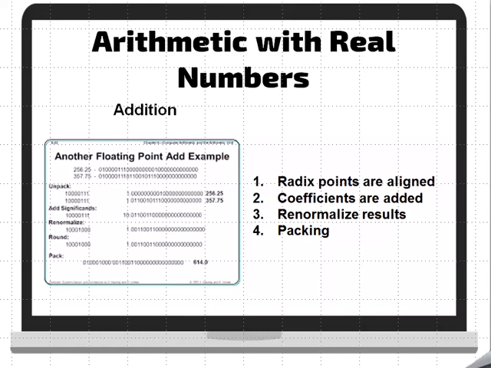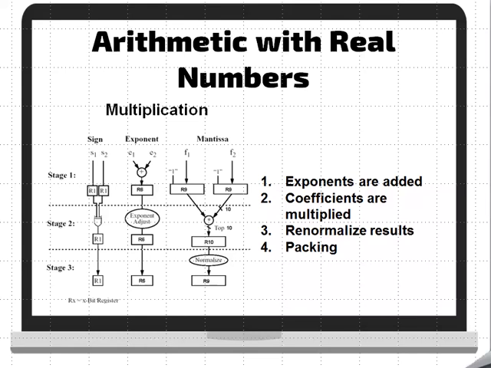For example, for addition, we align the radix points, we add the coefficients, we renormalize the results, and then we pack them again. For multiplication, we first add the exponents, then we multiply the coefficients, we renormalize the results, and we conduct packing again.